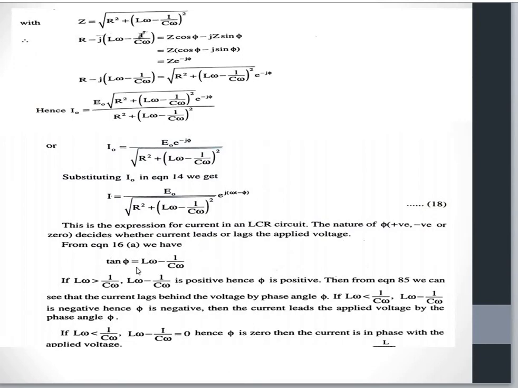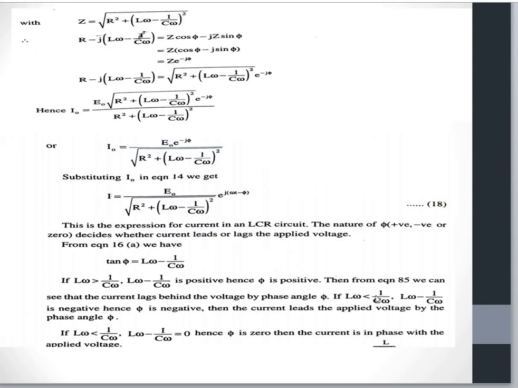We know that tan phi is equal to L omega minus 1 by C omega. So when L omega is greater than 1 by C omega, L omega minus 1 by C omega is a positive quantity and phi is positive. So from the above expression, it is clear that the voltage leads the current by an angle phi, or the current lags behind the voltage by an angle phi.